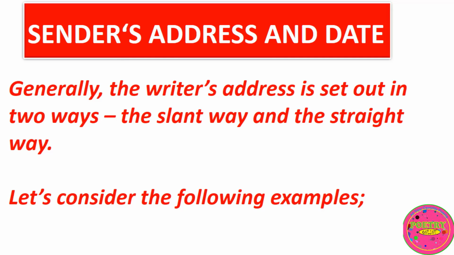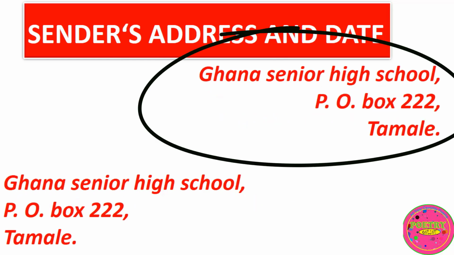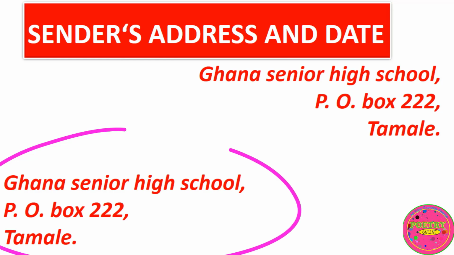Generally, the writer's address is set out in two ways. What this simply means is that you can write your address in two ways. Either you write the slant way or the straight way. Let's consider the following examples. Ghana Senior High School, Post Office Box 222, Tamale. This is the slanted way of writing an address. Ghana Senior High School, Post Office Box 222, Tamale. And this is a straight way.